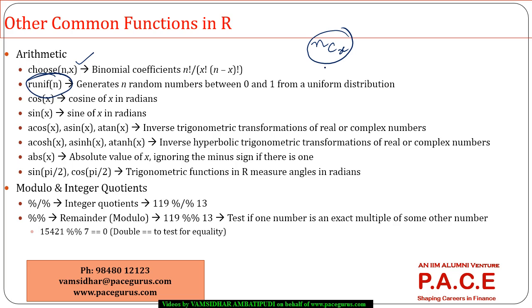If I want random numbers to be generated between 0 and 1, right? I want 10 random numbers to be generated between 0 and 1 following a uniform distribution.